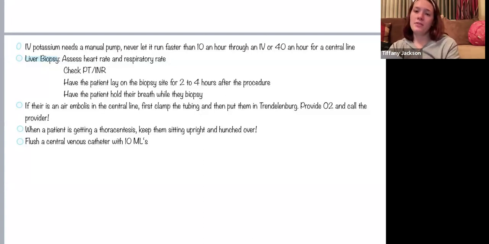If we suspect that there's an air embolus in the central line, first thing we want to do is clamp the tubing and place the patient in Trendelenburg. So we're going to tip them back. We're going to provide oxygen and then call the provider.